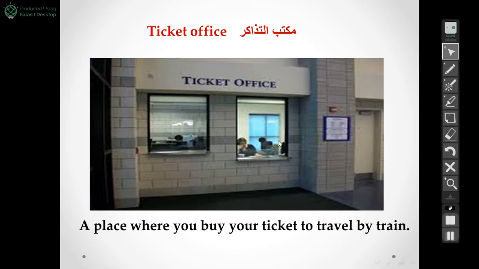Here, this is a ticket office. Repeat after me. Ticket office. مكتب التذاكر. What's the meaning of ticket office? It's a place, مكان, where you buy your ticket, تشتري منه التذكرة, to travel by train, لتسافر بالقطار. A place where you buy your ticket to travel by train. Repeat after me. Ticket office.